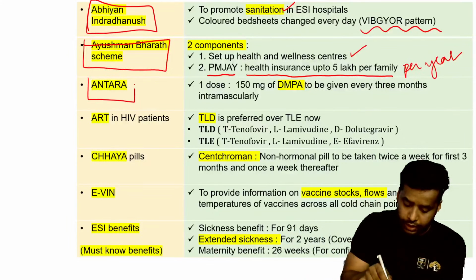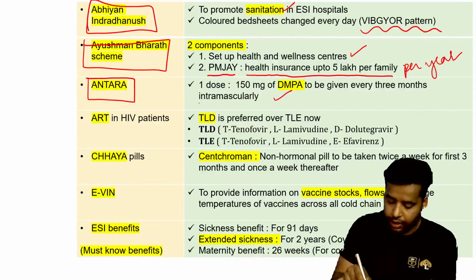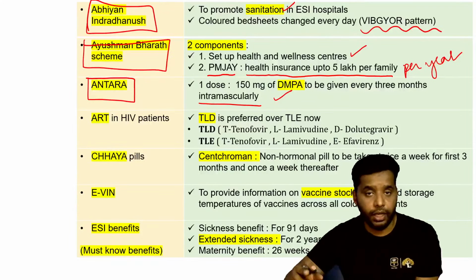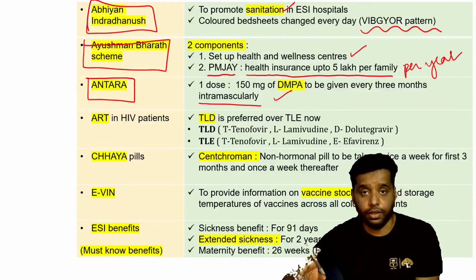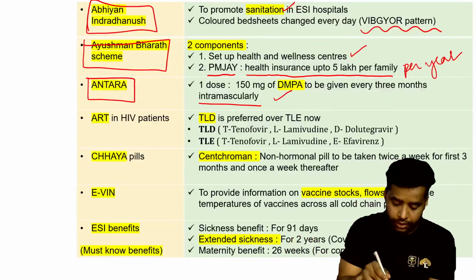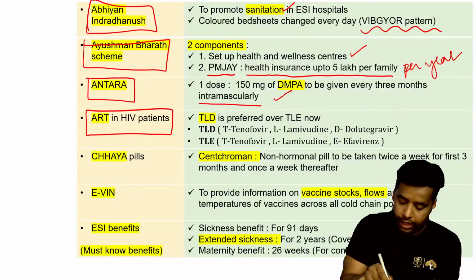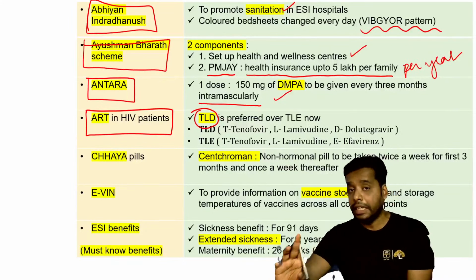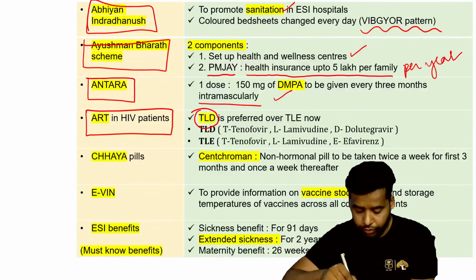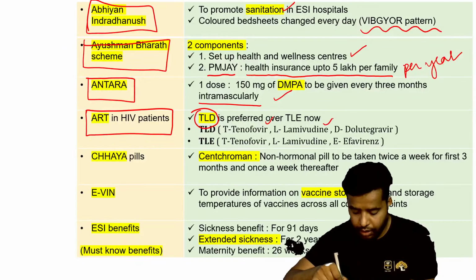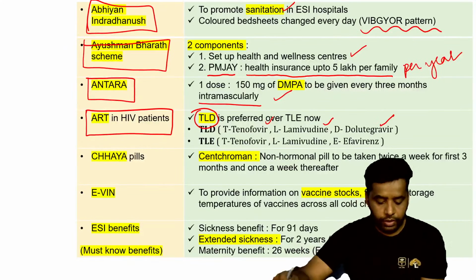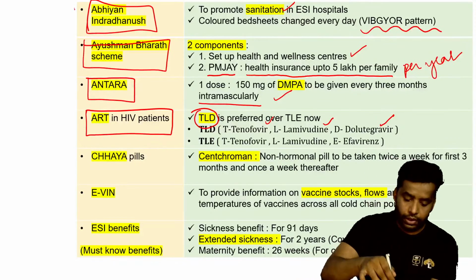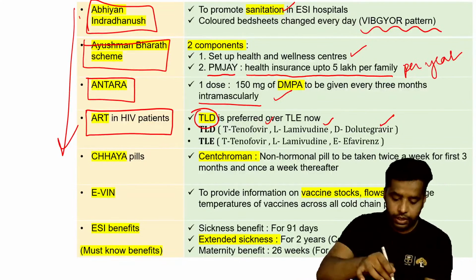Antara is an injectable contraceptive given intramuscular, that is DMPA, depot medroxyprogesterone acetate based contraceptive. ART in HIV patients, now it is TLD. Don't make a mistake, not TLE, it is TLD. Tenofovir, lamivudine and dolutegravir. So it is in alphabet mode what I am telling. All these are important alphabets.